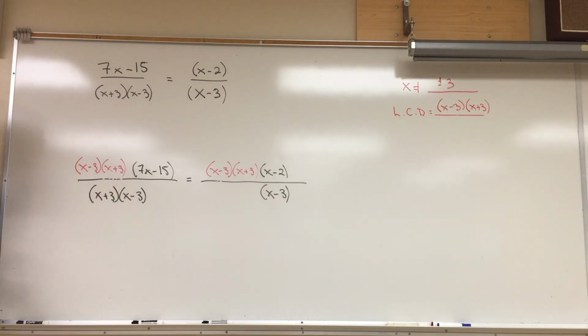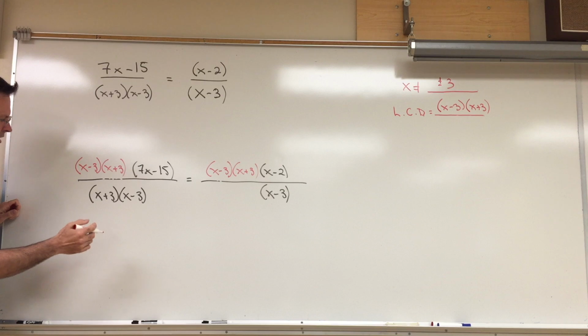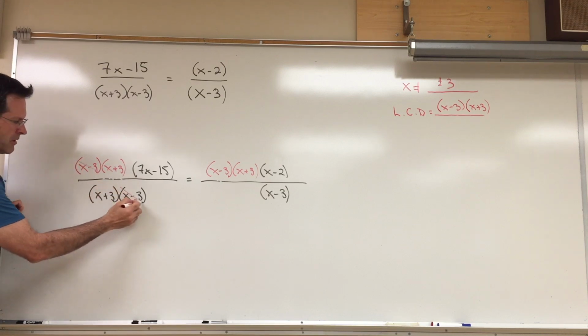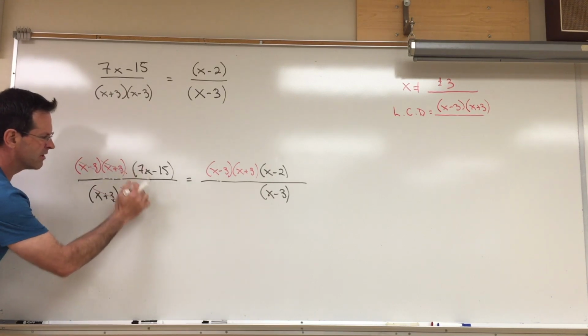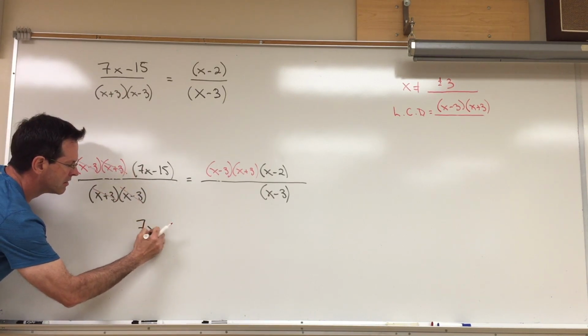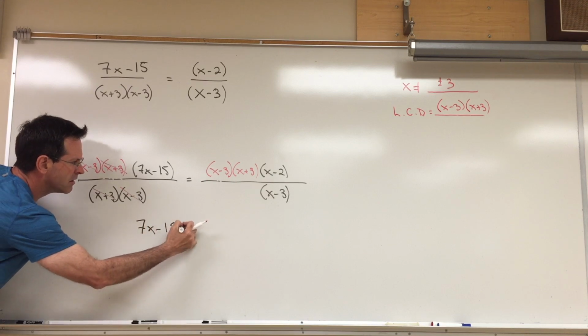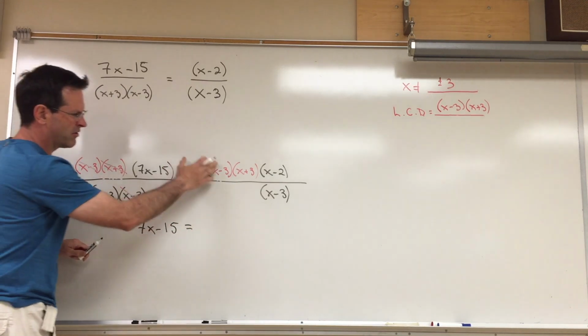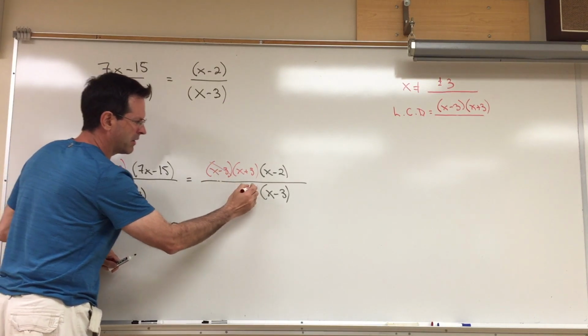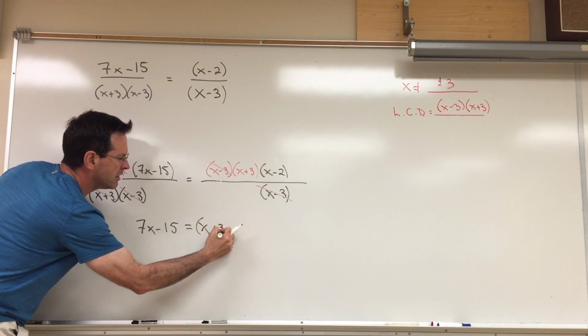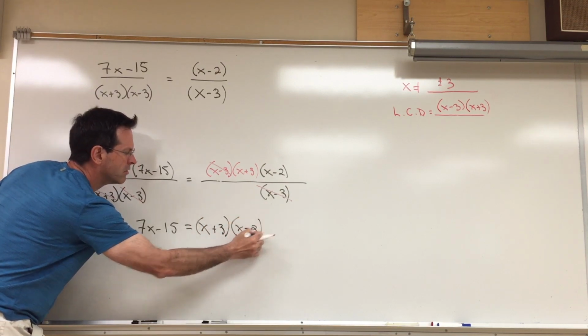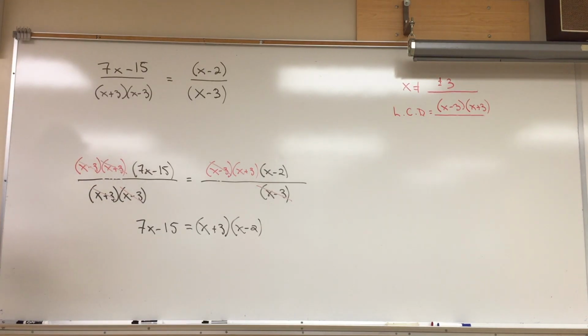Is there anything common top and bottom that we can cancel out right now? Yeah, we can take an x minus 3 out of the top and the bottom here, and the x plus 3 in the top and the bottom. All that leaves us with is 7x minus 15 equals. And what's common top and bottom here? An x minus 3 in the top and in the bottom. We have x plus 3 and x minus 2. No more fractions to work with. But it looks like we're going to end up with a quadratic equation here.